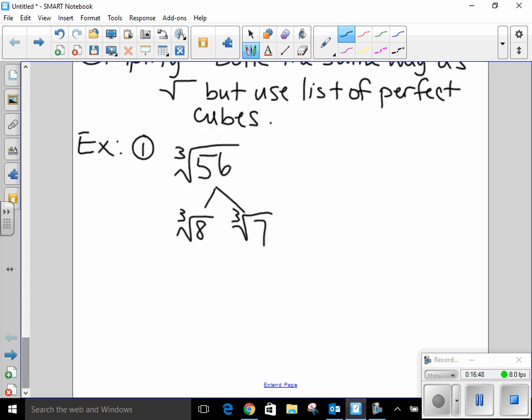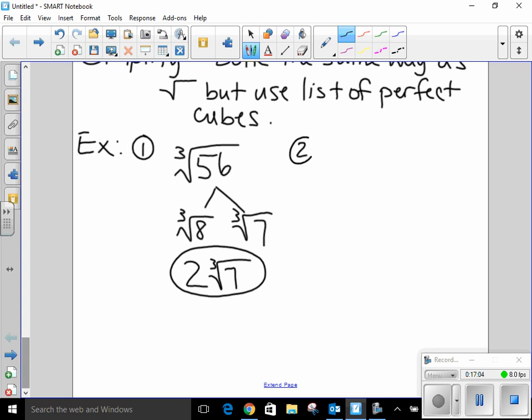So cube root of 8 times the cube root of 7, right? And the cube root of 8 is the whole number 2. And the cube root of 7 stays under the sign, okay, because it's not a perfect cube. So here's your final answer. So you're still going to have a number on the outside of your radical, and then you're going to have the cube root number inside.